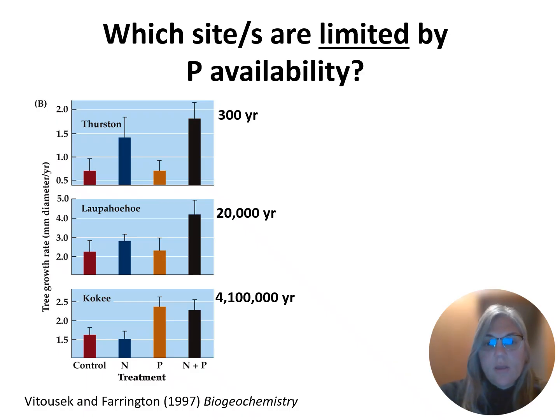And so looking at this data, what can this data tell us about which sites might be limited by phosphorus? So again, we look at limitation this way: if we add the nutrient that we think is limiting growth and we see an increase in growth compared to our control, that suggests that growth was limited by that nutrient. So I'll give you just a minute to look at these and see if this data helps you understand which sites' growth might be phosphorus limited.